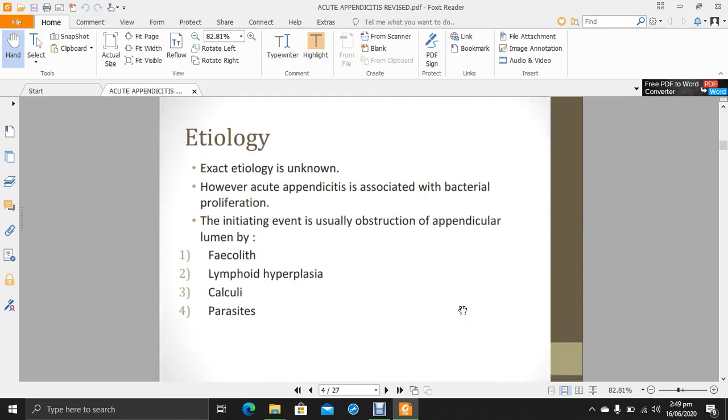So why does it happen? The question arises of why it happens. Though the exact etiology of acute appendicitis is not known, acute appendicitis is associated with bacterial proliferation. The initiating event is usually obstruction of the appendicular lumen, which may be because of a fecalith, because of lymphoid hyperplasia that lies in the submucosal layer, or because of calculi, and a parasite can lead to acute appendicitis.